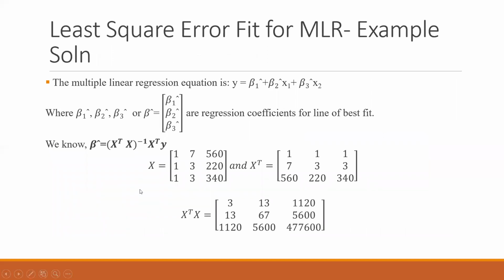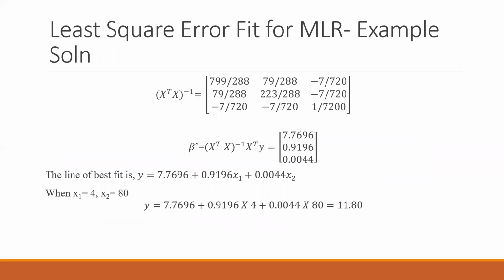This is the whole of x, and x transpose can be found easily then, because x is given. So x transpose will be this one, and if you solve x transpose x, you will get this value. If you are not getting this, maybe you have made some error. Then after that, you will be required to solve for this beta hat. Putting all the values in this, you will get 7.7696, 0.91, and 0.0044. So these are the three betas: beta 1, beta 2, and beta 3. Putting these beta values into the equation y equal to beta 1 plus beta 2 x1 plus beta 3 x2, you get these three values.